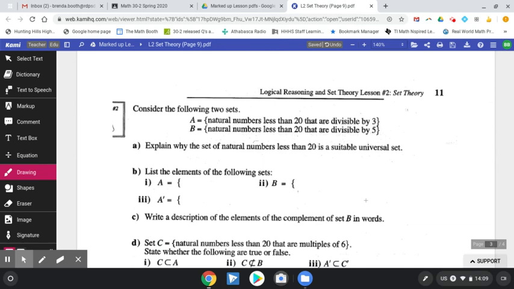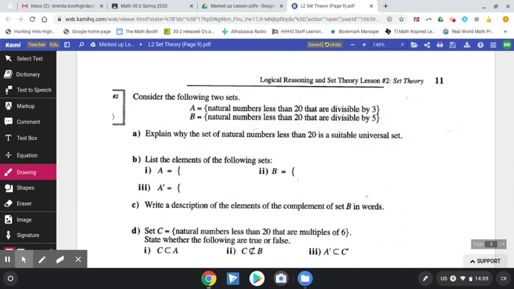Okay, example 2. Now here, guys, we're going to have to write a lot of numbers, so you're going to have to write very small. Just a heads up on this one, there's not a lot of space here. So we are considering the following 2 sets. We've got set A, natural numbers less than 20 that are divisible by 3.